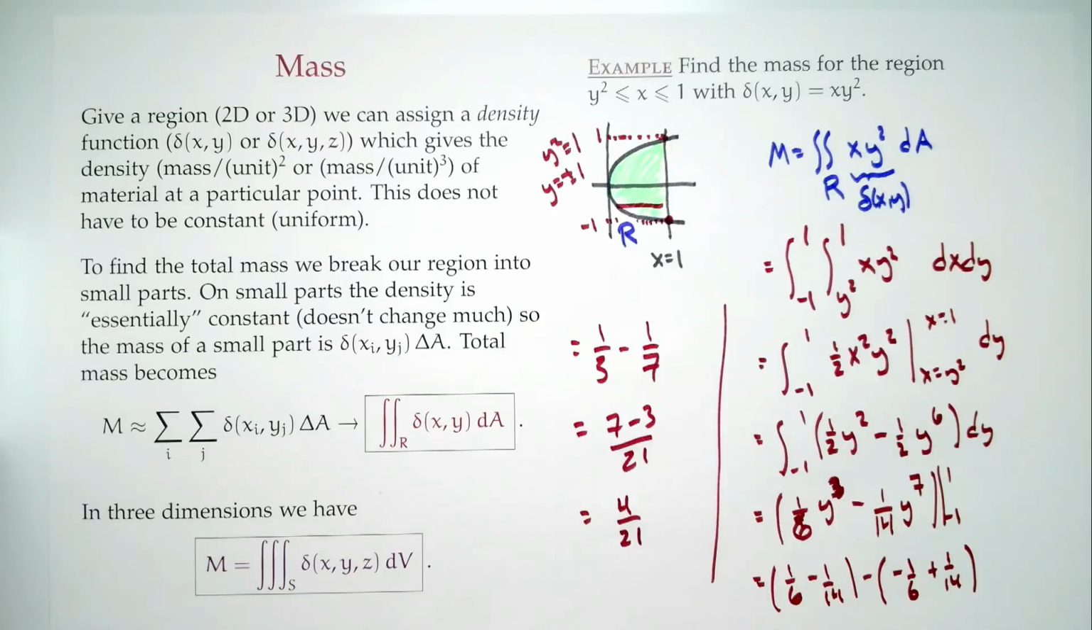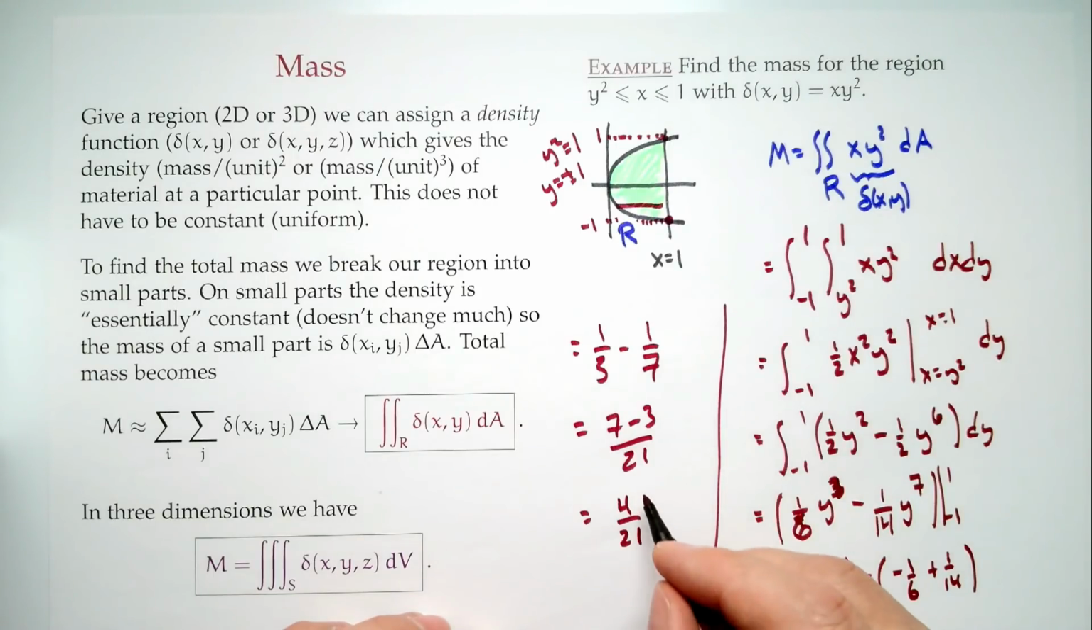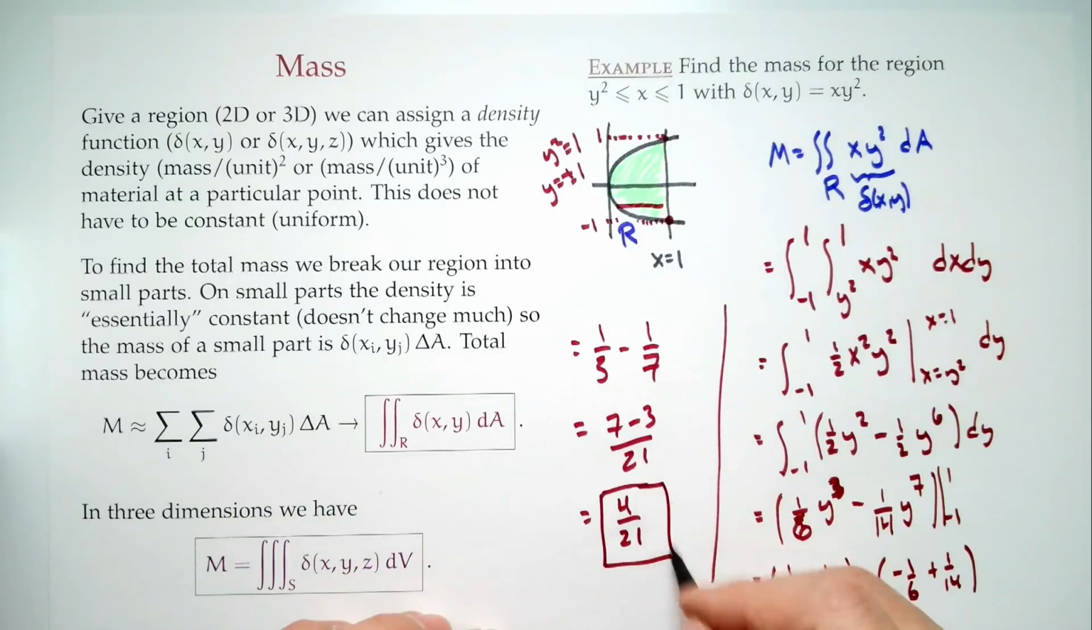All right. Now, you might ask the question, 4/21 what? Well, the answer is, we didn't say. If we had given you units, you'd give units here. But for now, 4/21. 4/21 somethings. Whatever your most convenient unit for mass is.